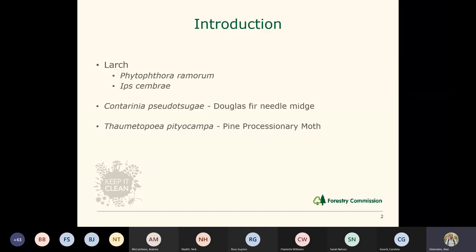Unlike yesterday, for those of you who were here, which was a sweet chestnut focus, today we're going to look at 3 different hosts and 4 different things across those 3 hosts. We're going to look at Phytophthora ramorum and Ips cembrae on larch. Ips, as we've already been discussing, there's Ips typographus that Nick's going to talk to you about in a minute, but this is a larch specific species of Ips. We'll then cover a little bit about Douglas fir needle midge, and also pine processionary moth, which is in the same genus as oak processionary moth.